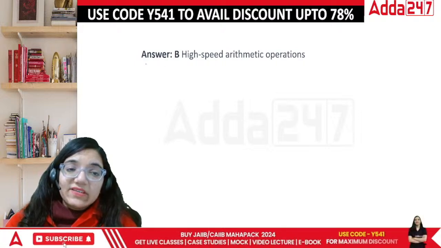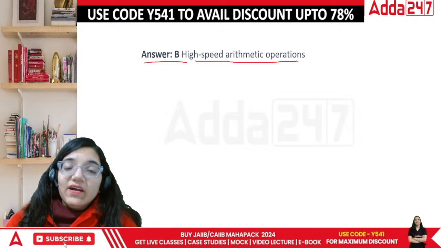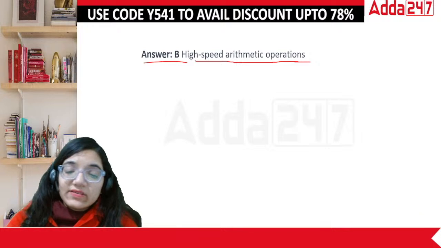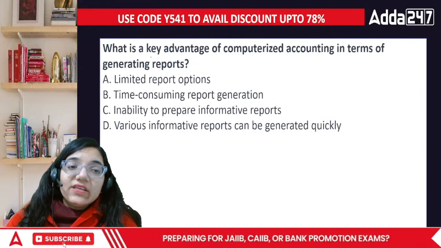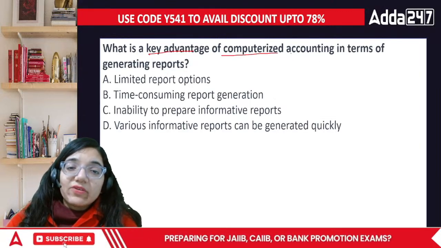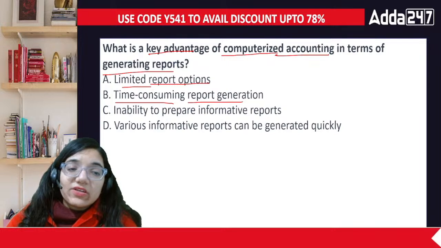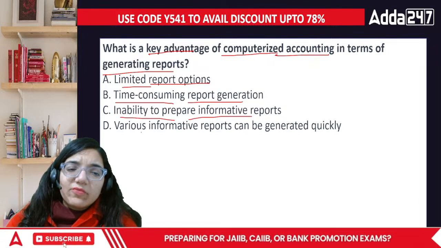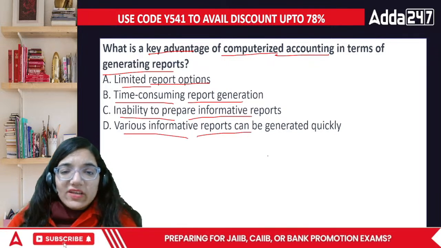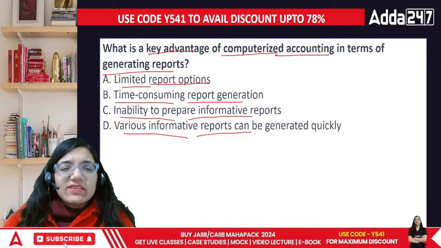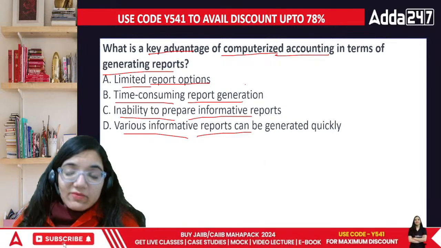Okay? So in this case, the correct answer is going to be high speed arithmetic operations. Then what is the key advantage of computerized accounting in terms of generating reports? Limit report options, time consuming report generation, inability to prepare informative reports, or various informative reports can be generated quickly. Again, it is easier. The question could have been a little more difficult.